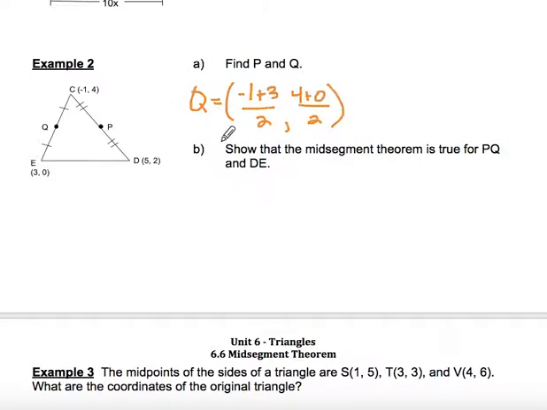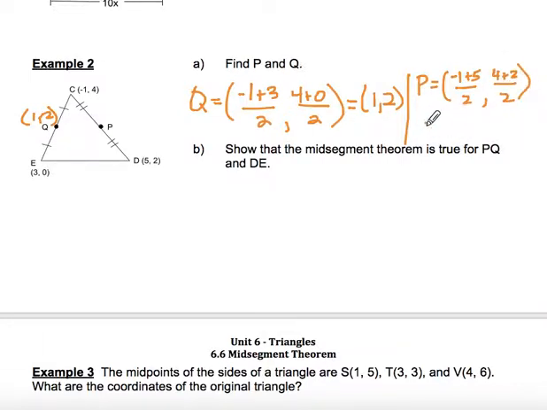So the coordinate of Q is 1, 2. I'm going to do the same thing for P. Try to take a little bit less space this time. So for P, I add together my X values, add together my Y values, and then simplify to figure out the coordinate of P. So that one is 2, 3.